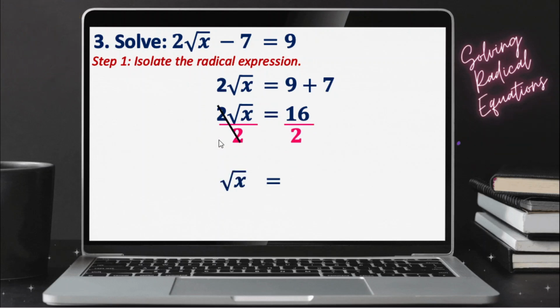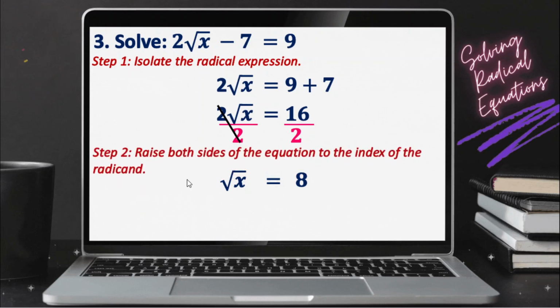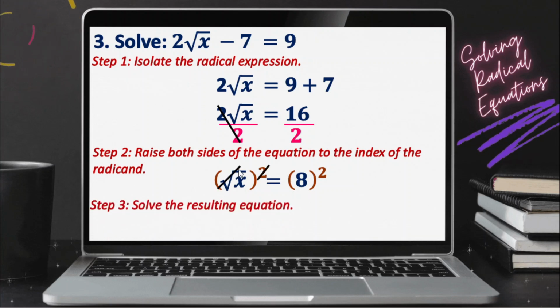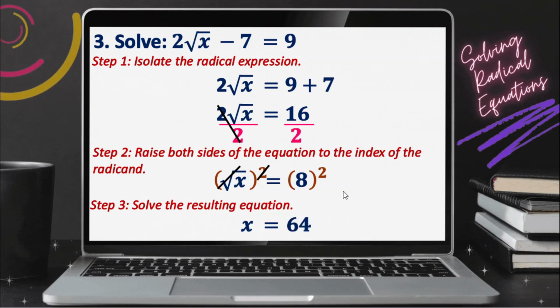So, magkakaroon tayo ng square root of x is equal to 8. 16 divided by 2 is 8. Then, ang ating index dito ay 2 since square root ulit yan. So, i-erase natin both sides by 2. Then, cancel out si squared and yung ating radical symbol. So, magkakaroon tayo ng x. And then, 8 squared or 8 times 8 is 64. So, magkakaroon tayo ng x is equal to 64.